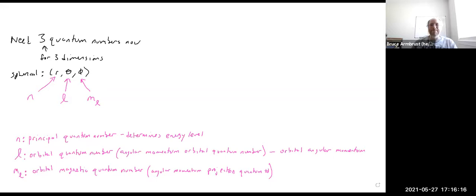Okay. So we'll talk about why it's called what it is. But what it really affects is the tilt of the angular momentum. Remember, angular momentum is a vector, so this M sub L is going to determine how much it tilts.